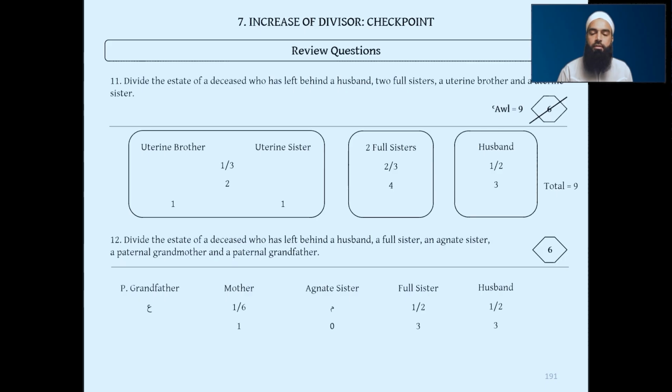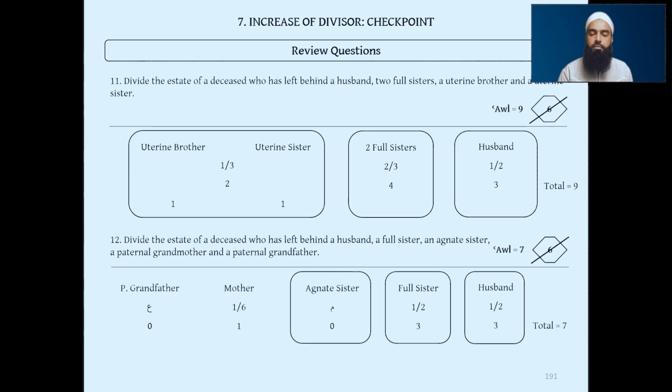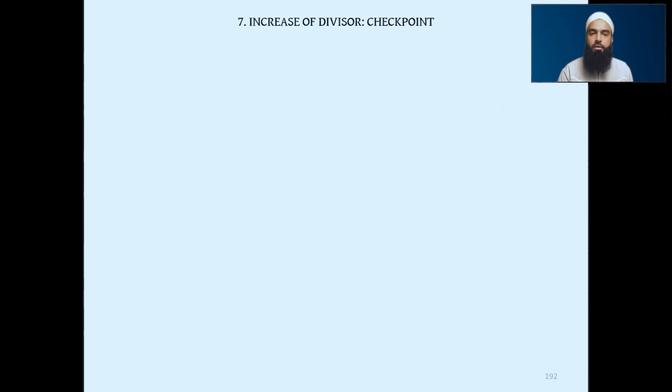And for the paternal grandfather, we see if there's anything left over. We can clearly see the husband and full sister have 3 and 3, 6, and the mother gets 1, that's 7, so we've got nothing to give to the grandfather, and the total is 7. Awl of 7, and that's our answer for this one.